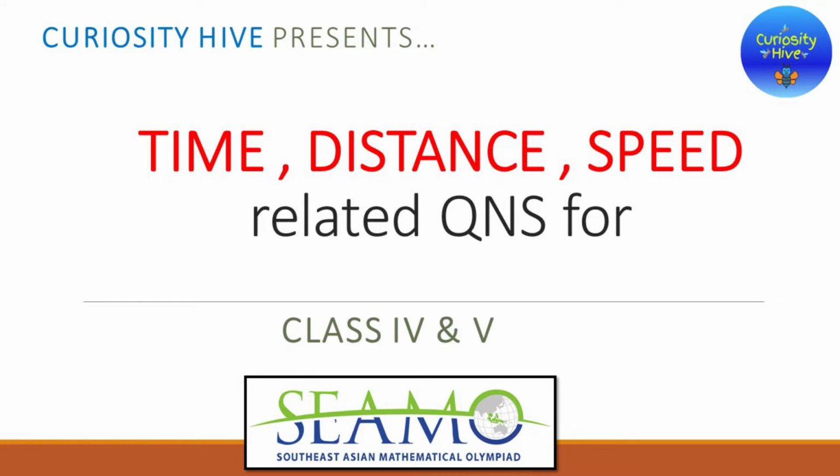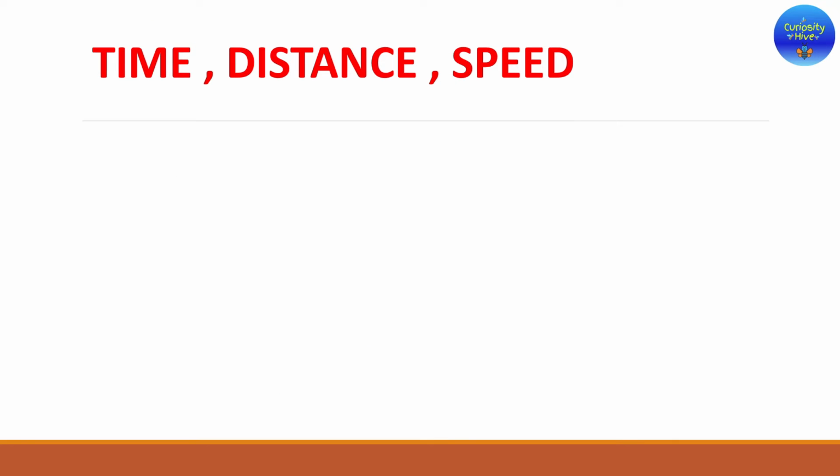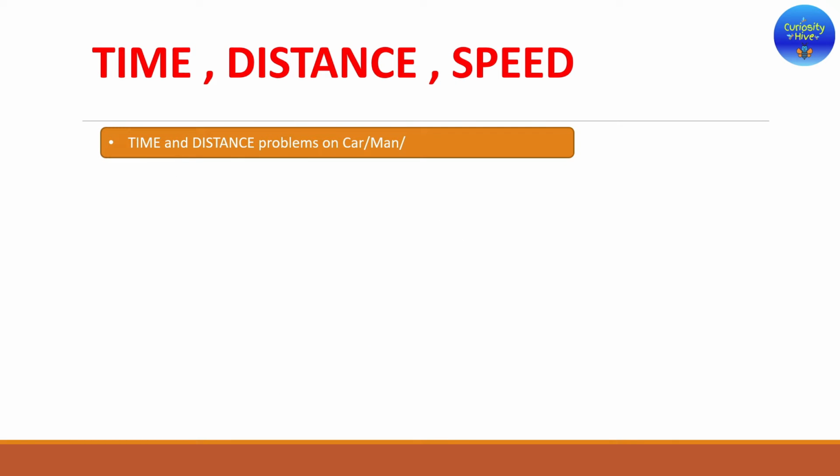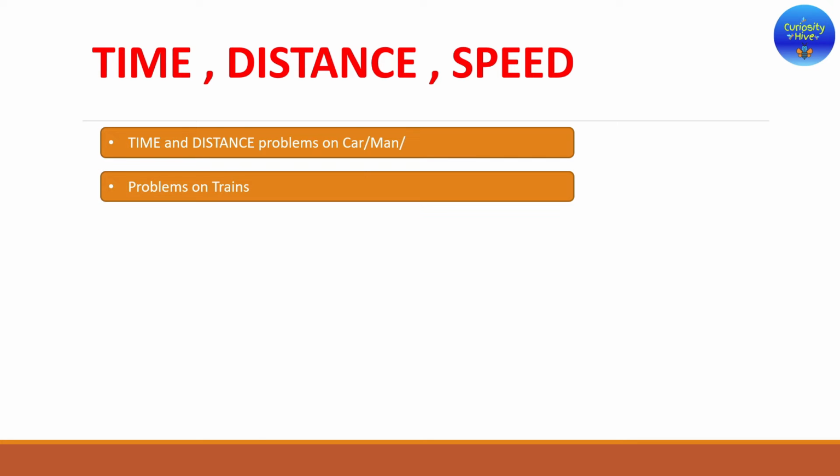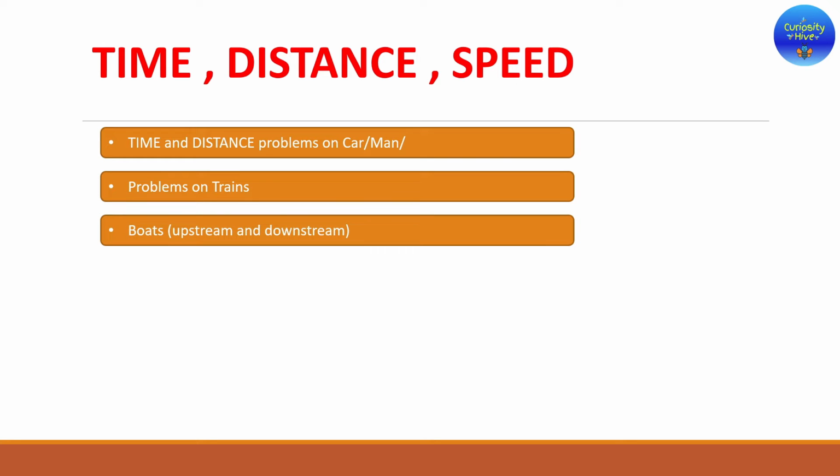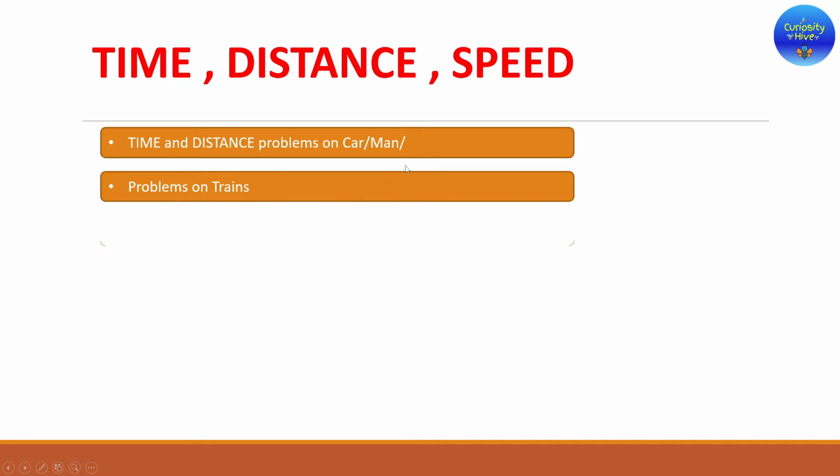So let's start with our time, distance and speed related questions for Class 4. And remember, this is from the Singapore Maths curriculum, looking at the Southeast Asia Olympiad questions. Now here we are going to tackle time and distance problems on a car or a man or an object moving. And there are a specific type of questions which are problems on trains. And the third category in time, distance, speed are boats, which is upstream and downstream against the current of the water. Now we are not going to look at the boats queries. We are just going to solve the first two items in our video today.